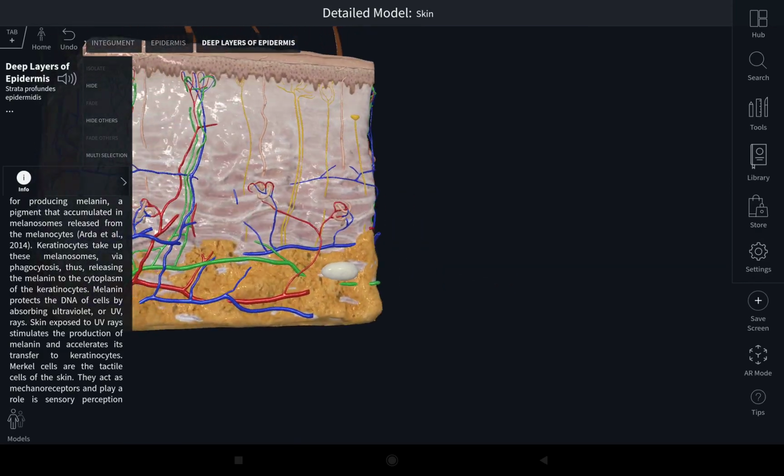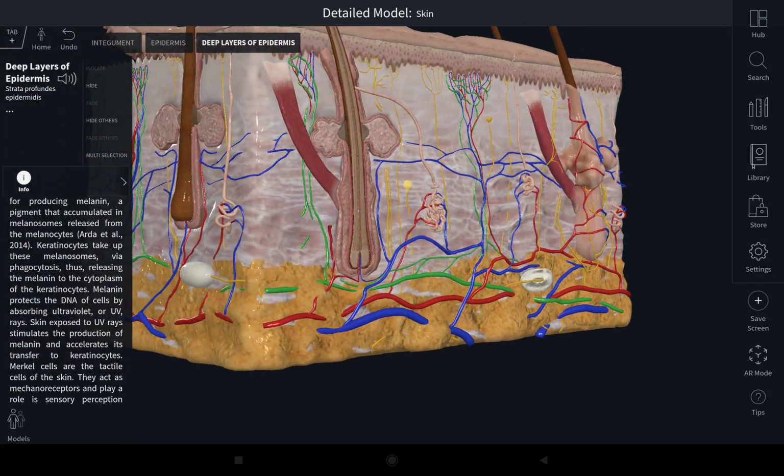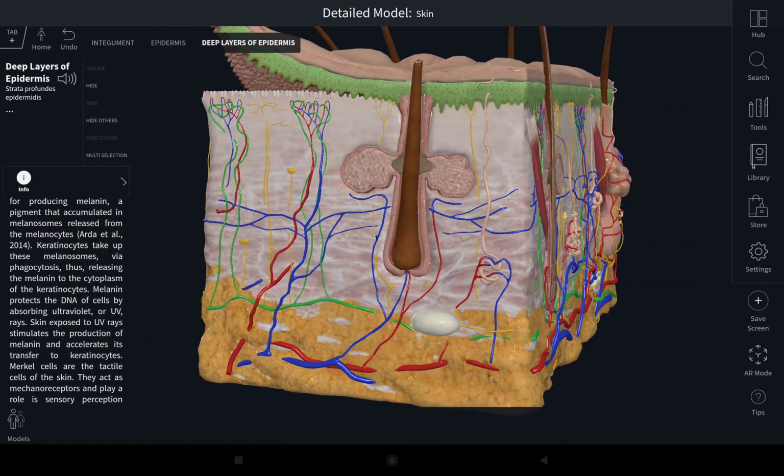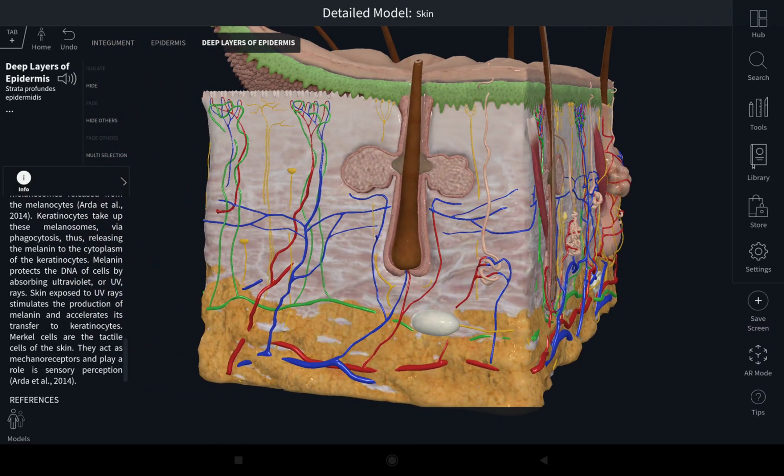Merkel cells are the tactile cells of the skin. They act as mechanoreceptors and play a role in sensory perception.